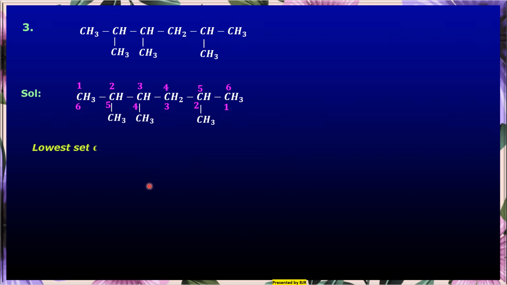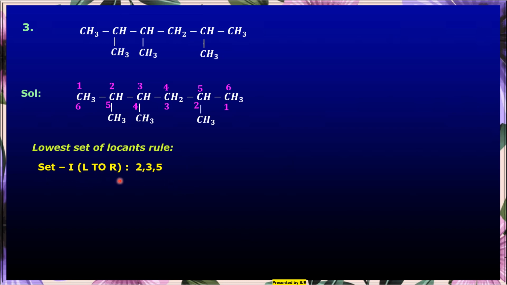Okay. So first, let us take the lowest set of locants rule. From left to right, locants are 2, 3, 5.